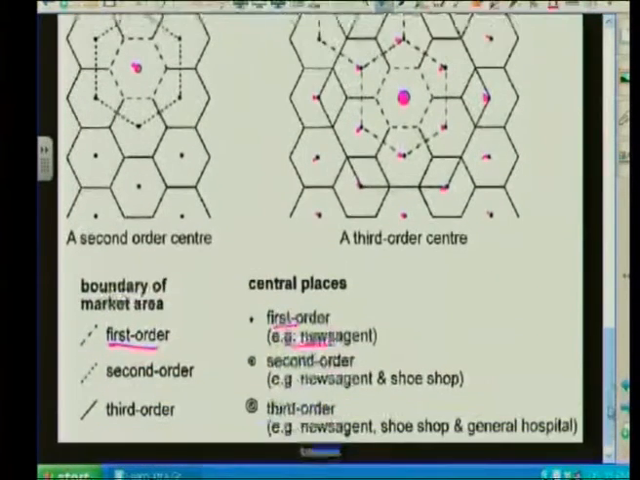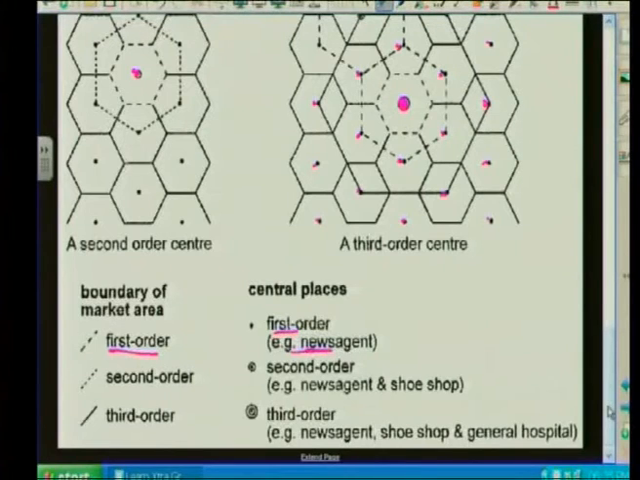He further researched a second order service where there were news agents as well as a shoe shop, and he linked these further. Let's use a different color.